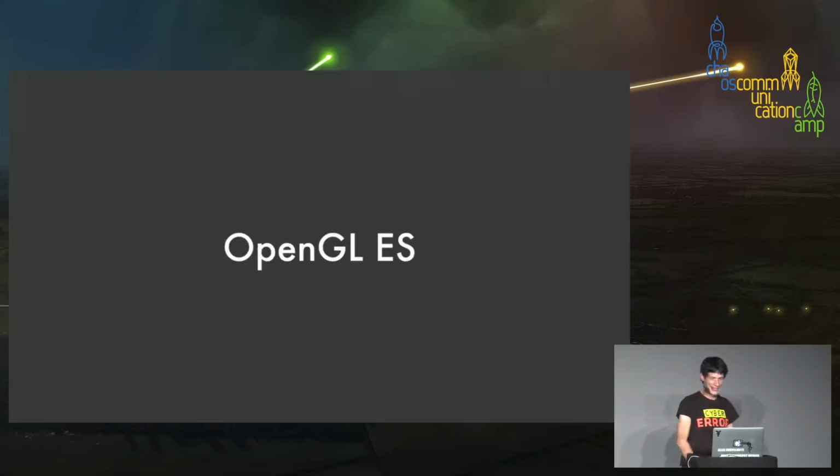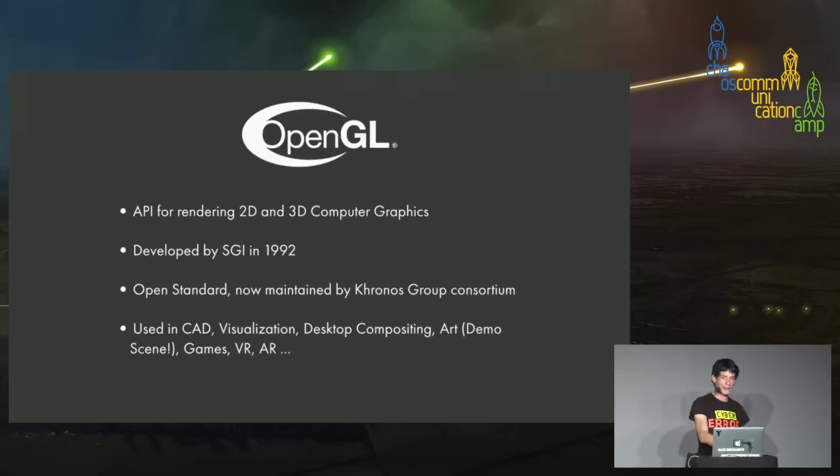Right, let's get started. OpenGL ES, a brief introduction. We start with OpenGL, the Open Graphics Library. It's an API for rendering 2D and 3D computer graphics. Like all good things, it was invented in the 1990s, developed by Silicon Graphics Incorporated, SGI. Nowadays, it's an open standard maintained by the Khronos Group consortium, and it's used all over the place.